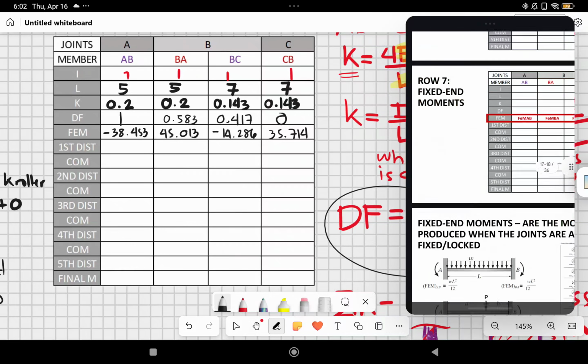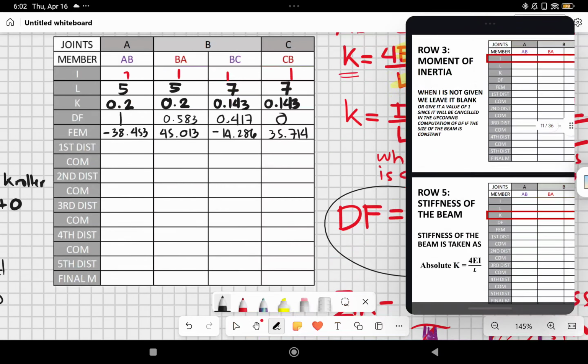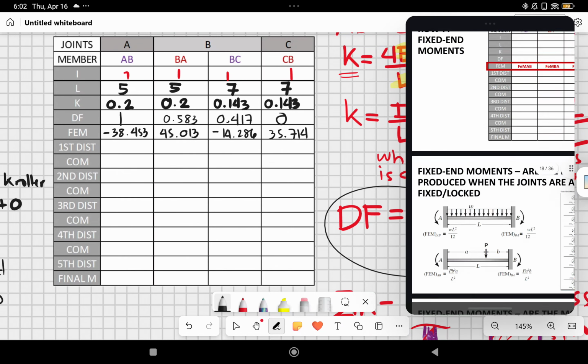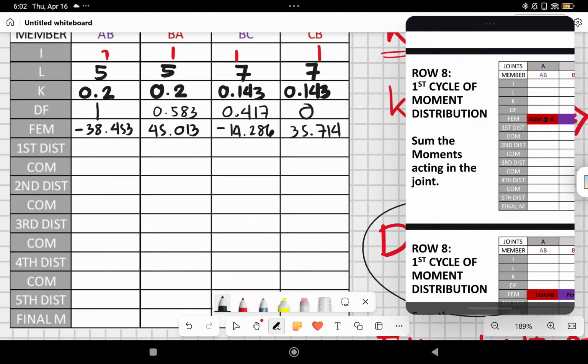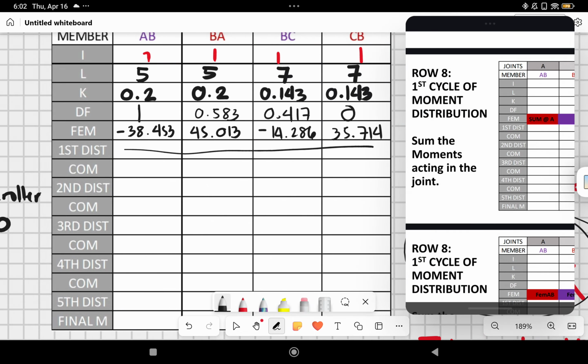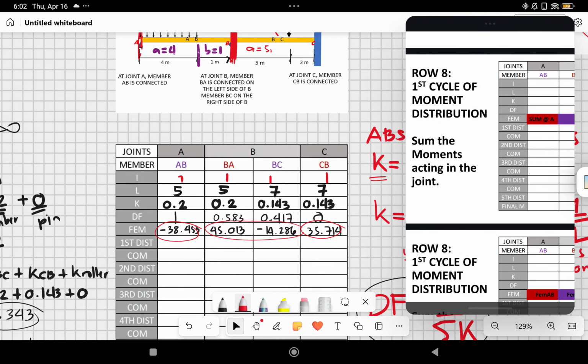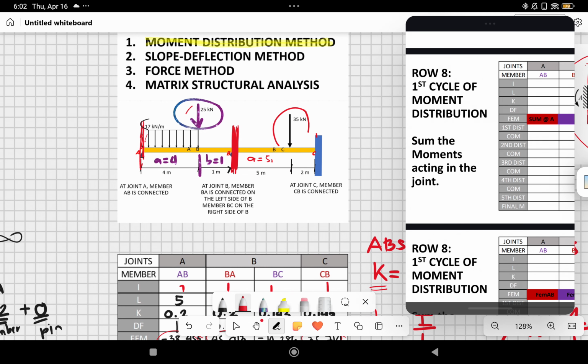So for our first distribution, okay, the first cycle of moment distribution is this row right here. What we will do for the first distribution is just sum the moments acting in the joint. Okay? Because this one and this one are the moments that act on our joint now.